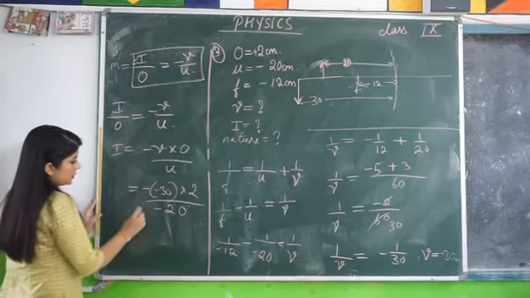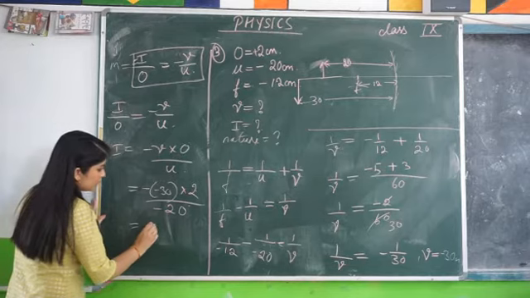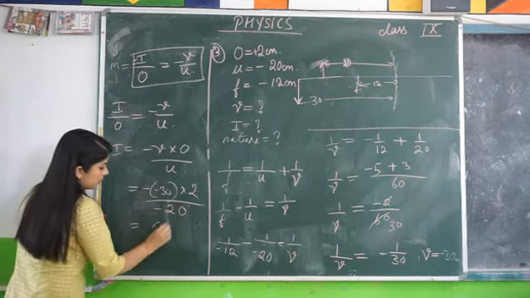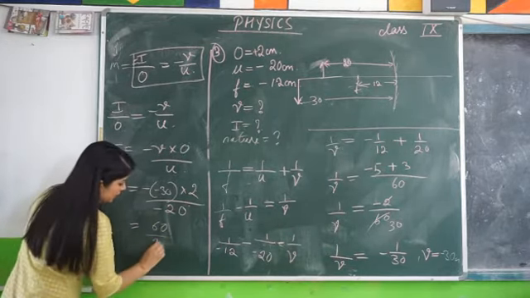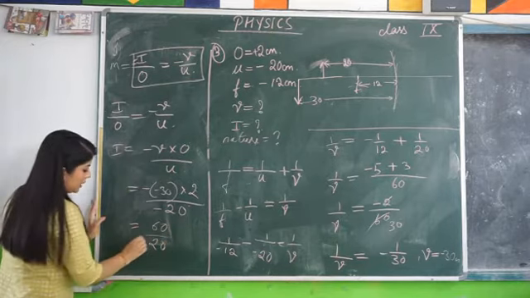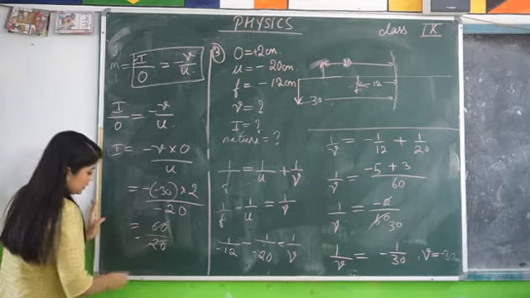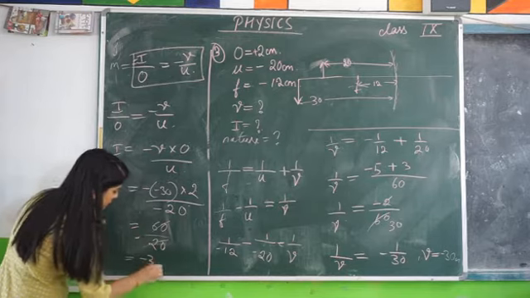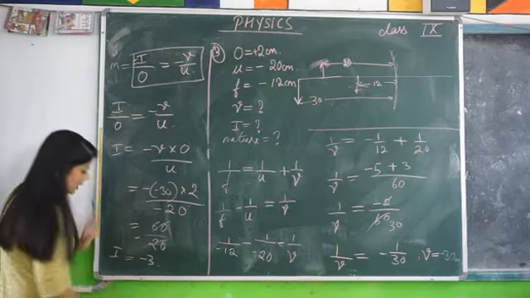So this becomes minus into minus is plus. So 30 into 2 will be 60 divided by 20 minus 20. Okay, this can be reduced. It will be minus 3. So I is minus 3.